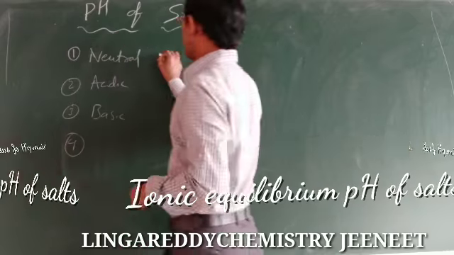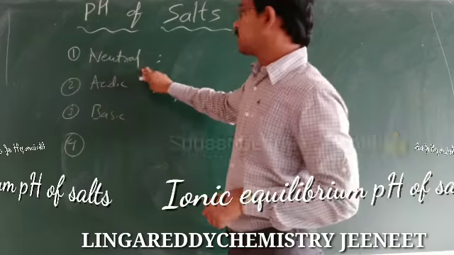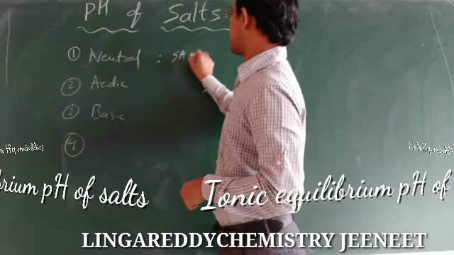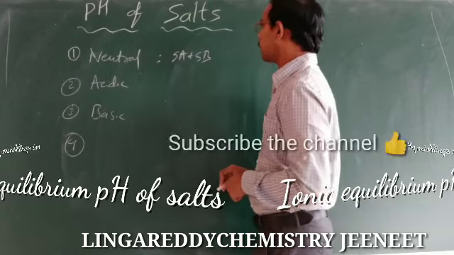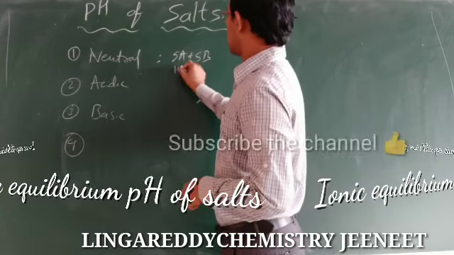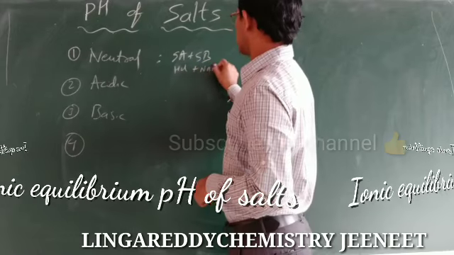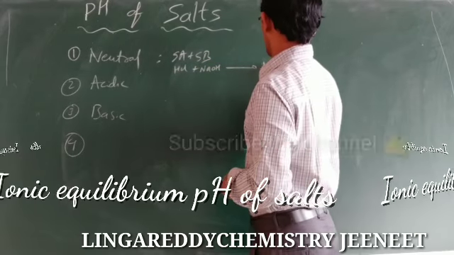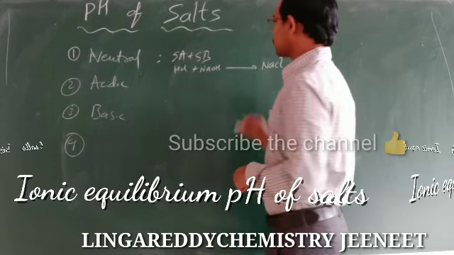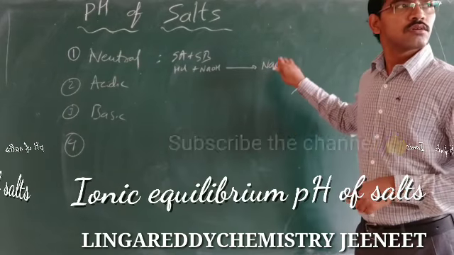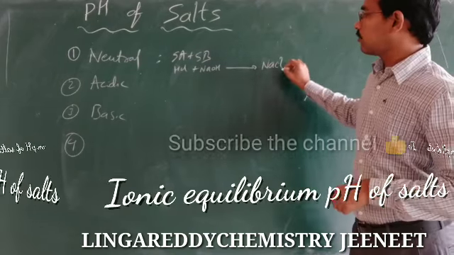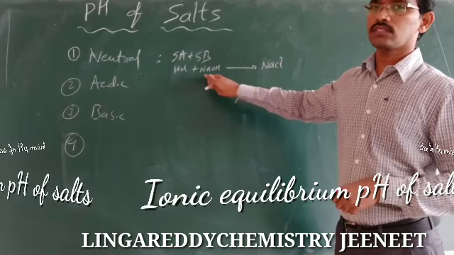Neutral salt is formed whenever strong acid plus strong base is there. Strong acid plus strong base, like HCl plus NaOH, is giving NaCl. This is the NaCl salt. It is formed by strong acid and strong base.